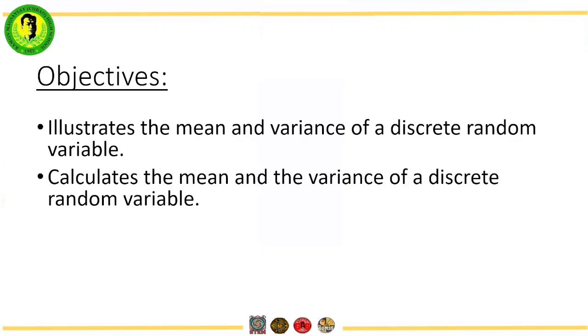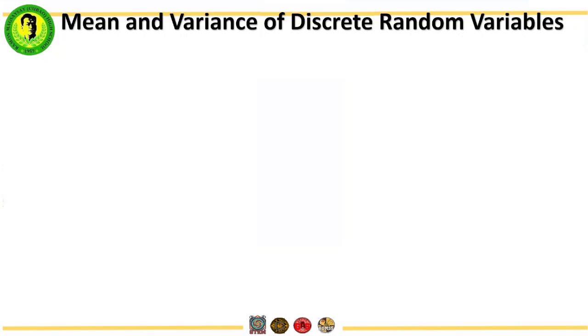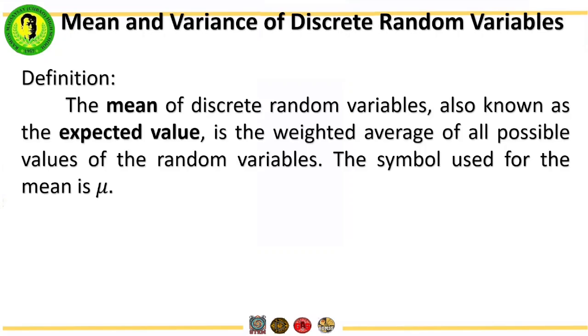Objectives: at the end of the lesson, you must illustrate the mean and variance of discrete random variable. Number two, you must calculate the mean and the variance of discrete random variables. So, what is mean and variance of discrete random variables? By definition, the mean of discrete random variables is also known as the expected value.